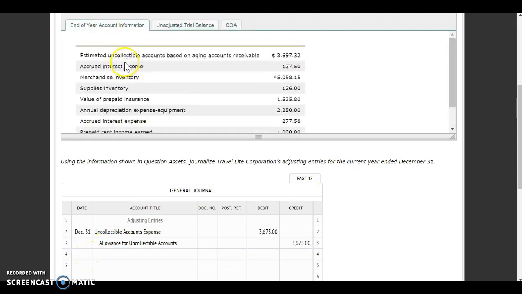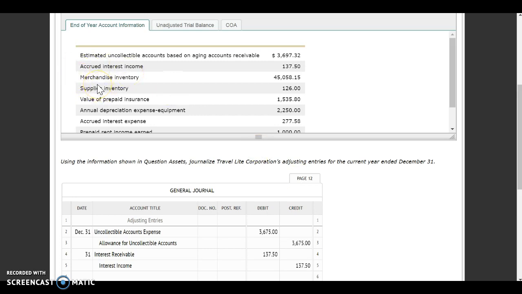Okay, next adjustment. We need to look at our accrued interest income. So our accrued interest income is $137.50. That is simply going to be our adjustment. So for that, we're going to do interest receivable. And we're going to debit that for $137.50. And we're going to credit interest income for $137.50.